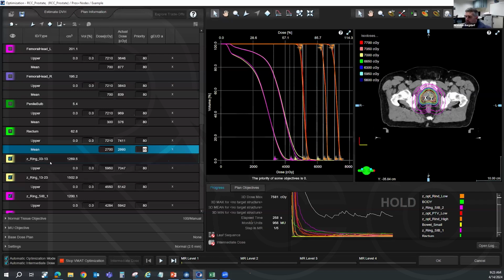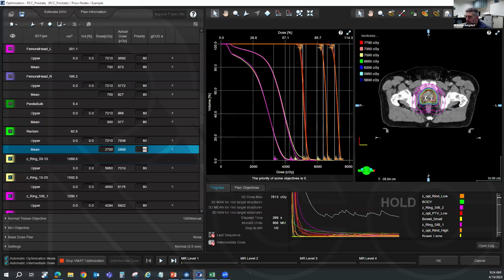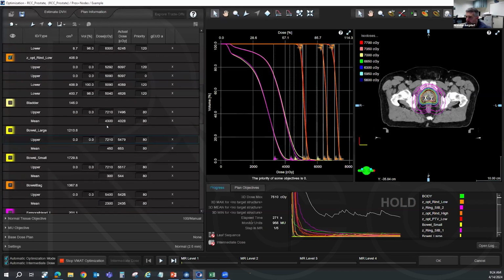Yep. And just one other thing to add, I'm not adjusting the ring structure objectives at all. So those will stay the same throughout the entirety of this optimization. So we will not touch those again. And we'll just continue to cycle through our different OARs.